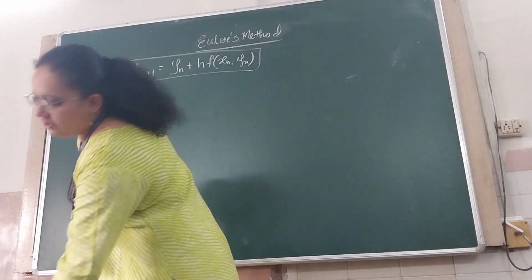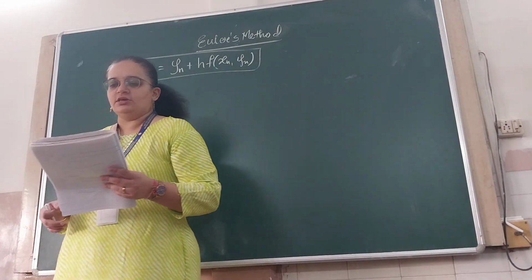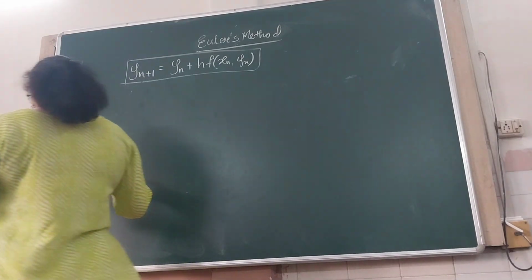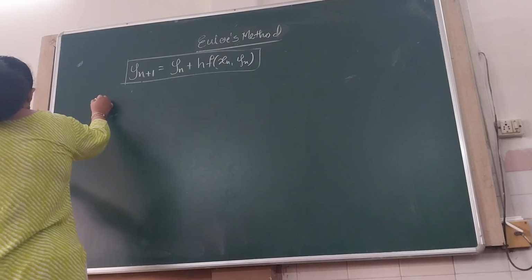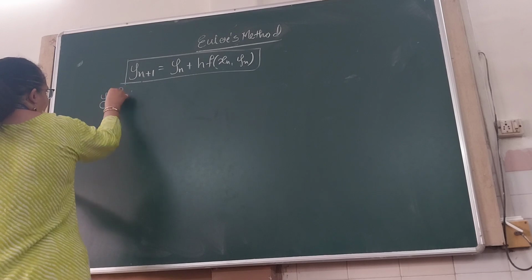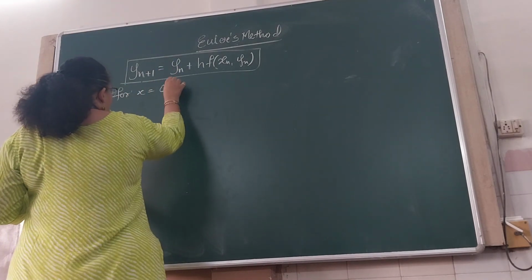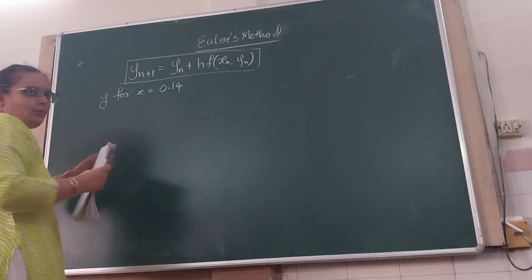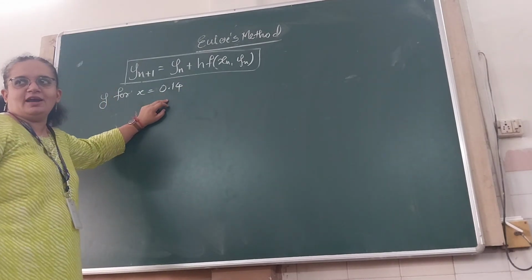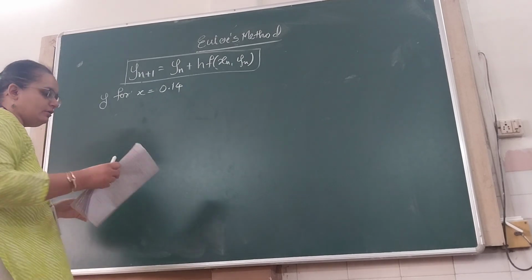So now let us take the question. What is the question given to you? Using Euler's method, find the approximate value of y for x equal to 0.14. This is my question. I need to find out my y value for this particular one. Are you getting it? Yes.